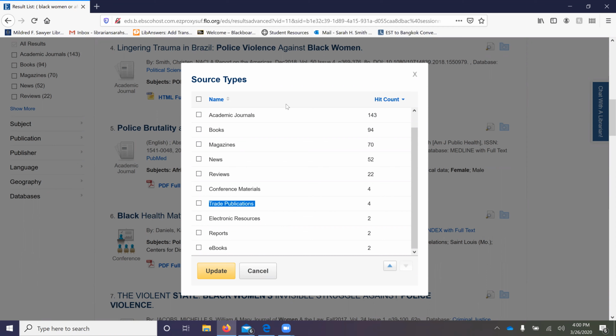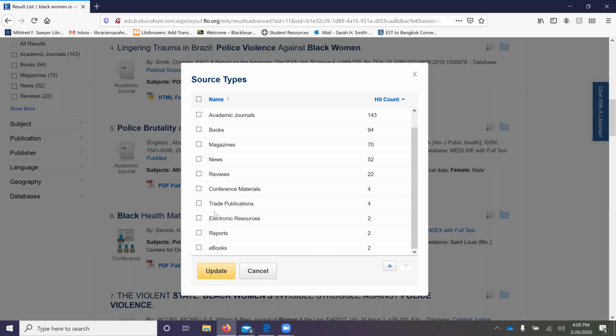trade publications. Now, what trade publications are is when people in a certain industry or career, a certain trade, write these journals for people in that industry or career. So librarians have their own trade that talks about book reviews and making videos such as the one that I am creating for you today and things of that nature.